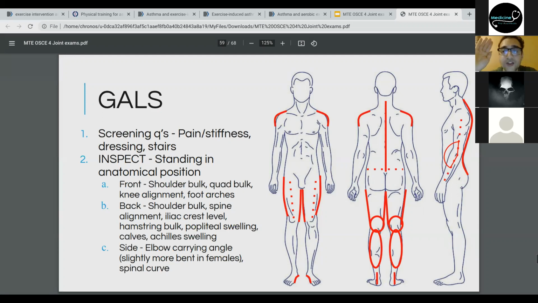So you're looking for the natural arc of kyphosis and lordosis that should be present in the spine. You're also looking at the elbow carrying angle. The patient is still standing at this point. You get them to rest their arms by their side and just look at the rough angle at the elbow. In men, it tends to be 5 to 10 degrees. In women, it tends to be 10 to 20 degrees, usually around 15.